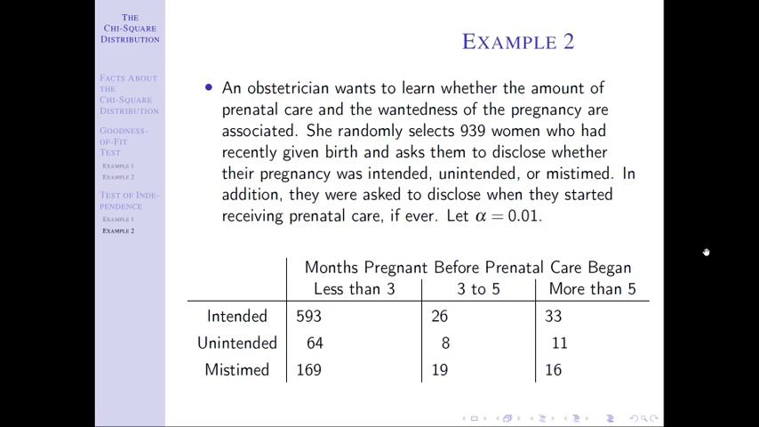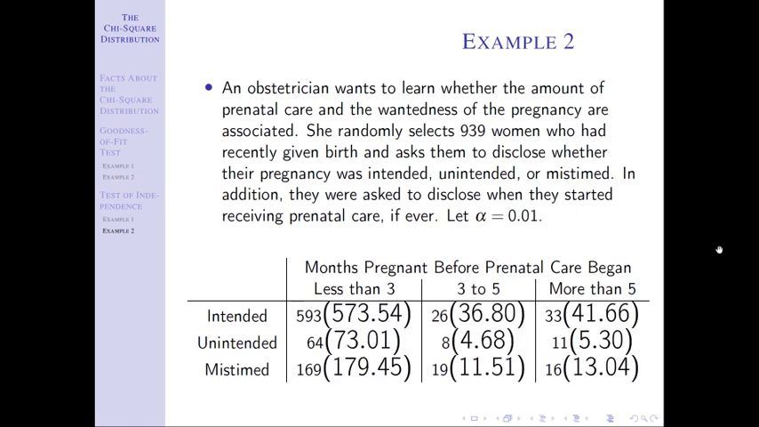If not, that's okay. But we're going to do the same thing that we did last time, which is first we're going to start off by finding all the expected counts. We're going to do that by adding up all of the values for each row and each column. So that means we'll have a sum for intended, unintended, and mistimed. We'll have a sum for less than 3 months pregnant, 3 to 5 months pregnant, and more than 5 months pregnant on when the care began. And then we're going to multiply those values together and divide by the overall N, which is 939. You could confirm that 939 by adding up all of the values inside the table to arrive at our expected counts, like so.